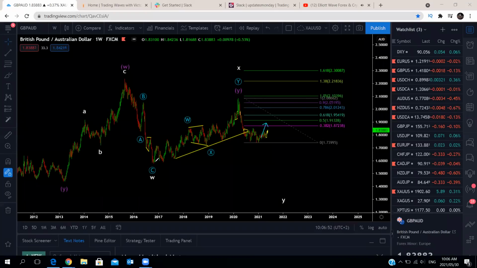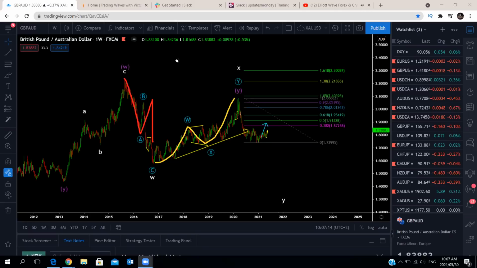Right, so Pound AUD, what are we looking at here? From 2017, if you go through the videos, you'll see that we have been looking at this structure. This structure is a simple corrective structure, a WXY corrective structure. It is a double combination. It started with 3 waves in the same degree. So I just want to show that in the same degree.